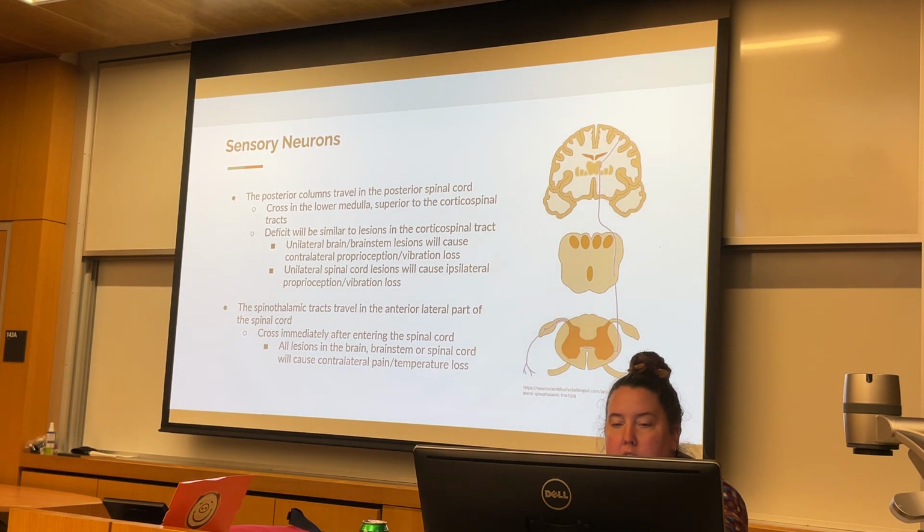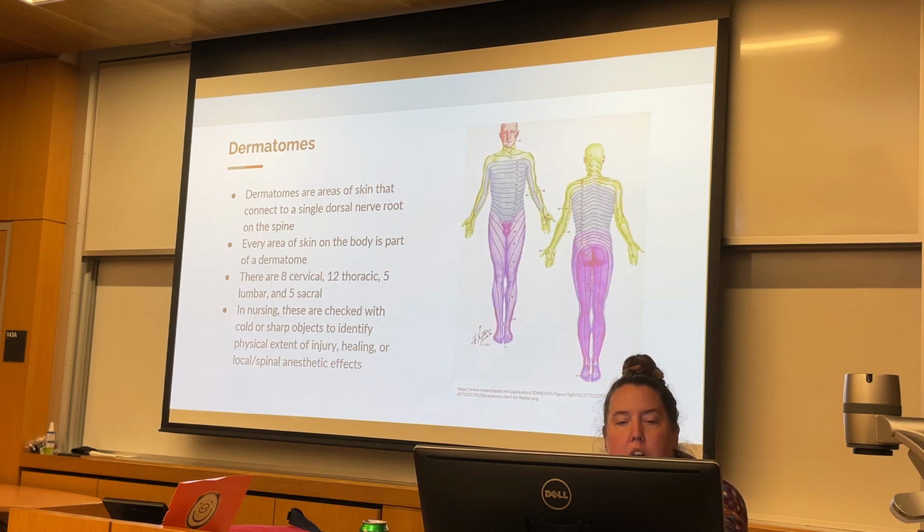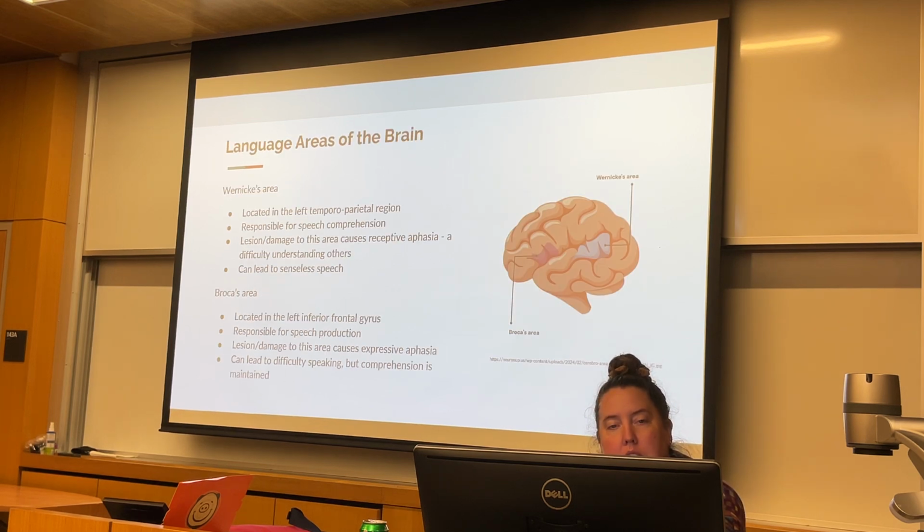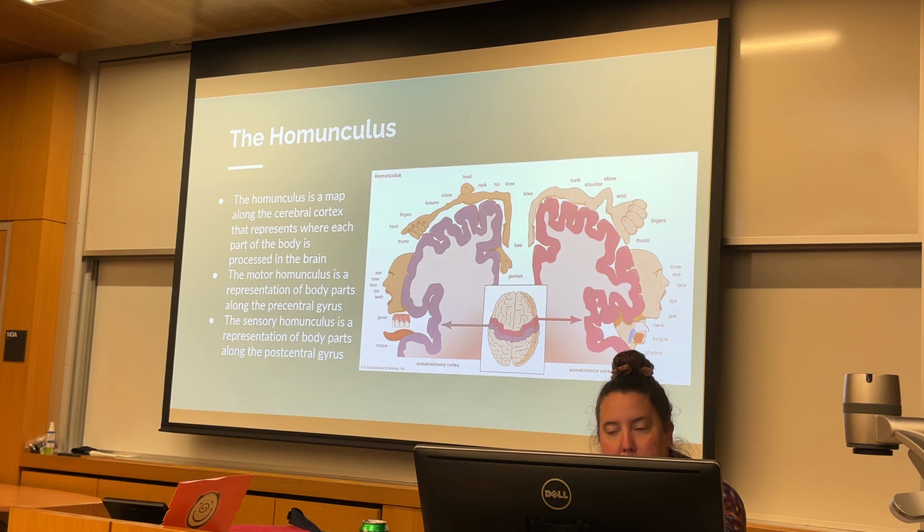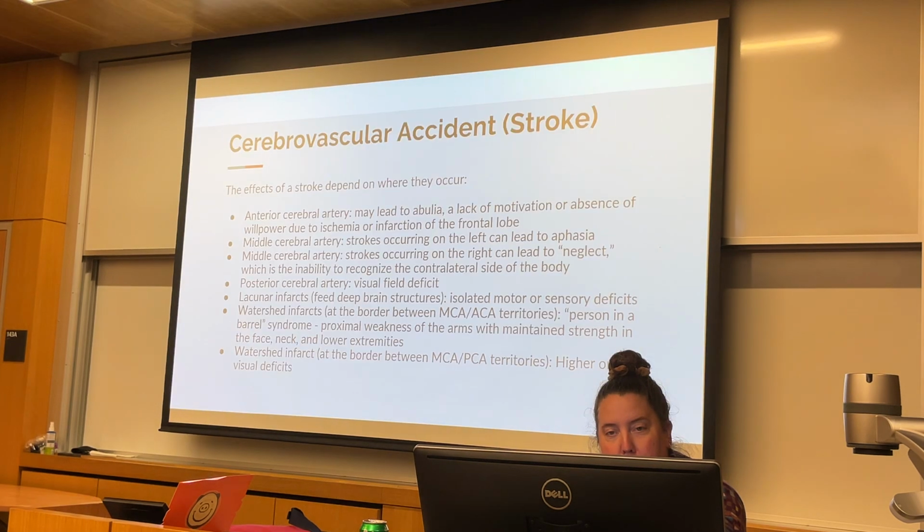This is pretty much the exact same thing we were just talking about. Know what they are. You don't need to know what any of them are. It's helpful to know, like you could get quizzed. T10 is the umbilicus, whatever you want to call it. You should know this. It is on the exam. This is not on the exam. This is on the exam.